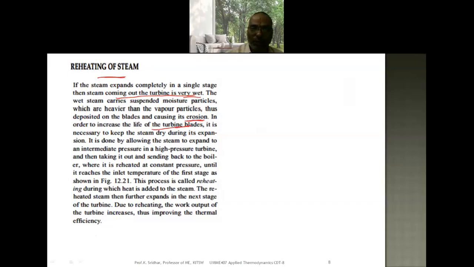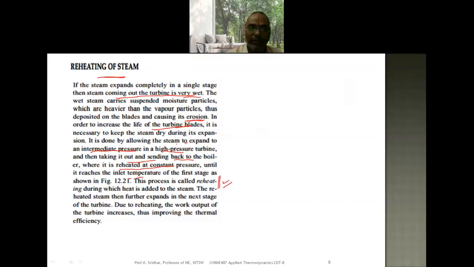Now what we have to do now? It is done by allowing the steam to expand at intermediate pressure in a high pressure turbine, and then taking it out and sending it back to the boiler, where it is reheated at constant pressure until it reaches the inlet temperature of the first stage. This process is known as reheating of the steam.